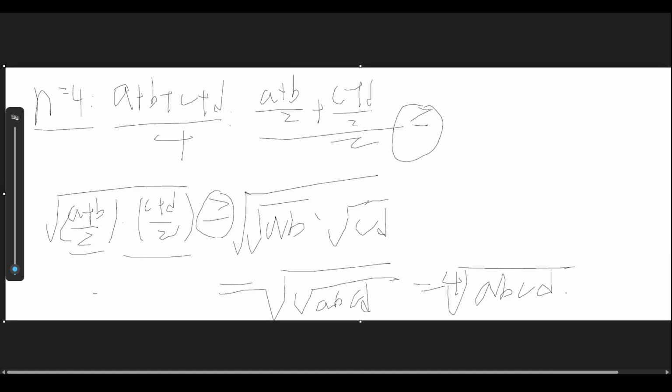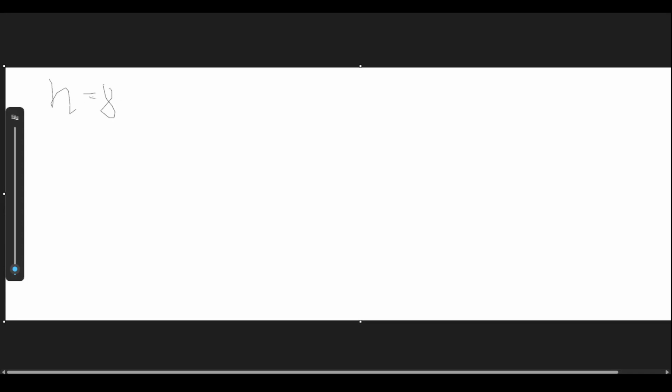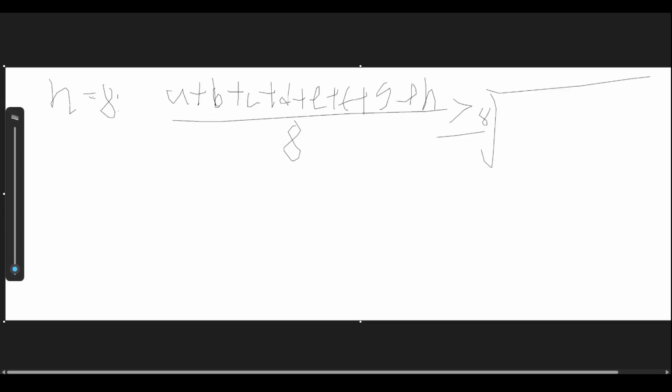Now the next one we're gonna do is not n equal to 5, but actually n equal to 8. So for n equal to 8, we do the same argument, right? Let's just write out all the 8 terms: a plus b plus c plus d plus e plus f plus g plus h. Usually you write this as a1, a2, a3, a4, all the way to a8, over 8. Now this says that this thing should be greater than or equal to the eighth root of a, b, c, d, e, f, g, h. Again, we don't want to assume the result here, because a proof shouldn't depend on the result.